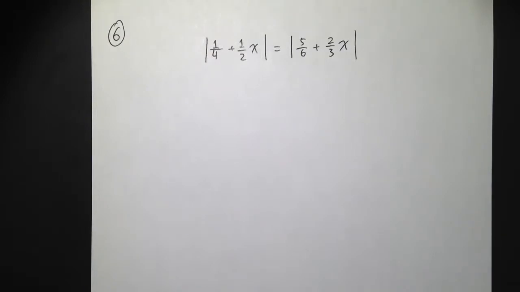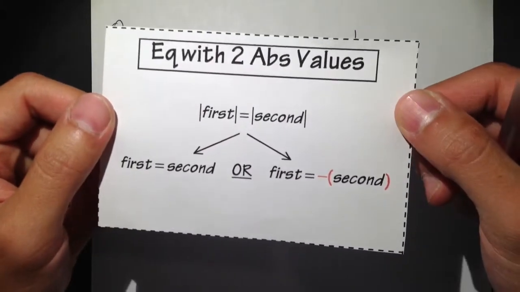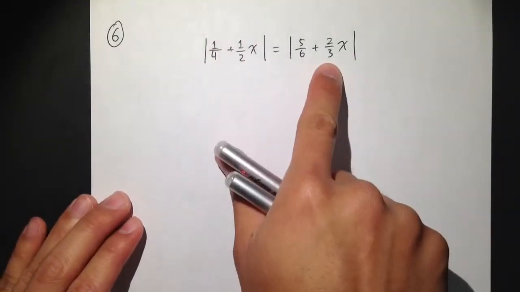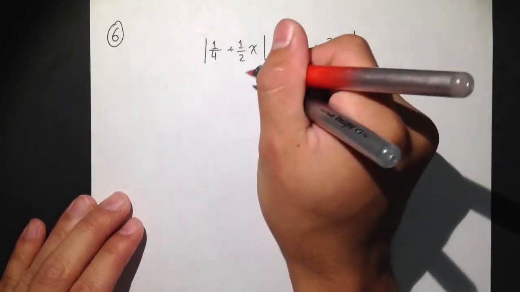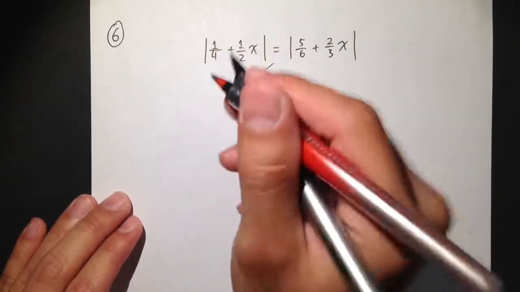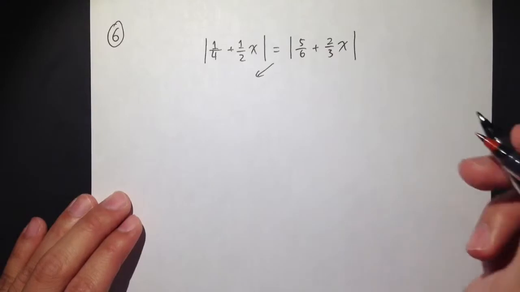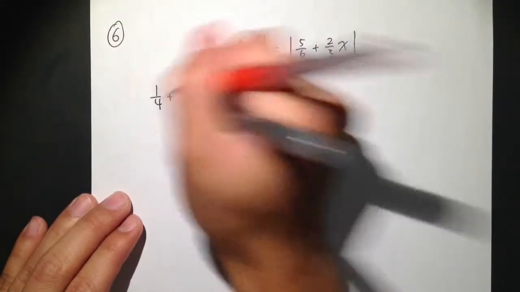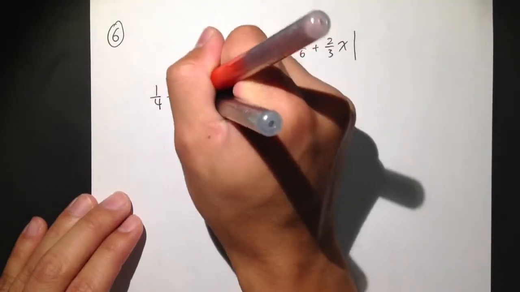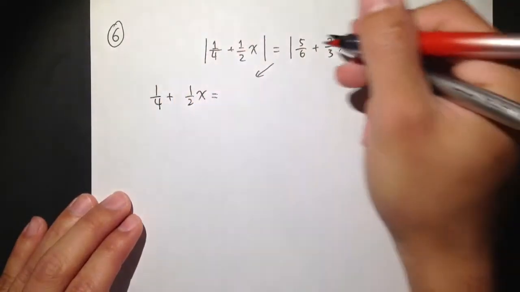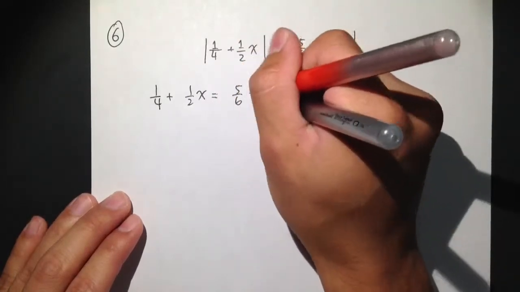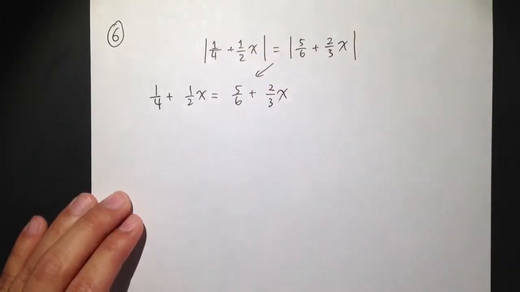Equation with two absolute values. Example number 6. Okay, so same business. Let's get to work. I see this absolute value is equal to that absolute value. First step, regardless of what's inside, let me just take out all the absolute values, and then I will end up with 1/4 plus 1/2 x equals 5/6 plus 2/3x, like that for the first one.